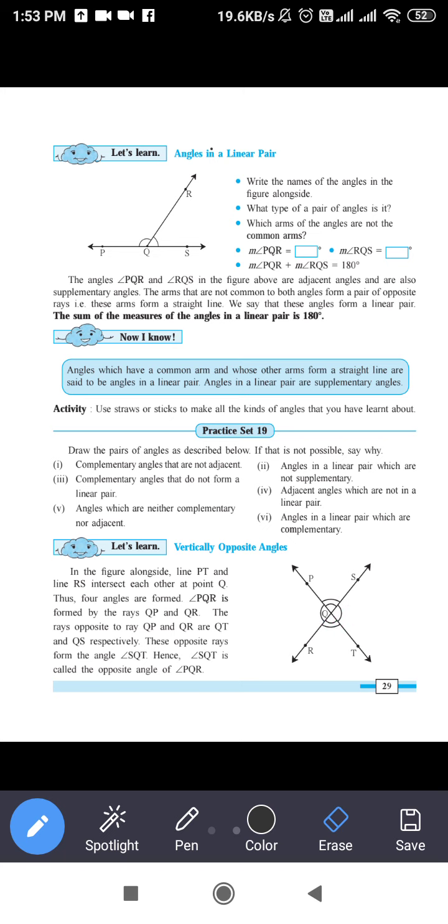Okay, now what is given further? Thus 4 angles are formed. Now you see, these two lines are crossing each other, so 4 angles are being formed, these are the 4 angles, right? Angle PQR is formed by the rays QP and QR, right? Then the rays opposite to QP and QR are QT and QS respectively. Opposite rays are given. So these rays form the angle SQT. Now SQT is the opposite angle of angle PQR.